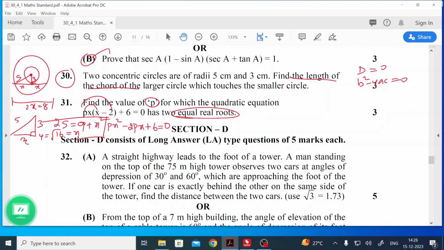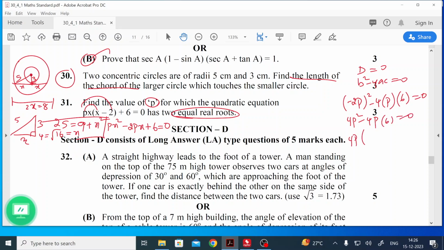So here a value, first b value, minus 2 times of p whole square, minus 4 into a value p and c value 6. That's it, which is equal to 0. Apply the power. 4 times of p square minus 4 times of p into 6, which is equal to 0.